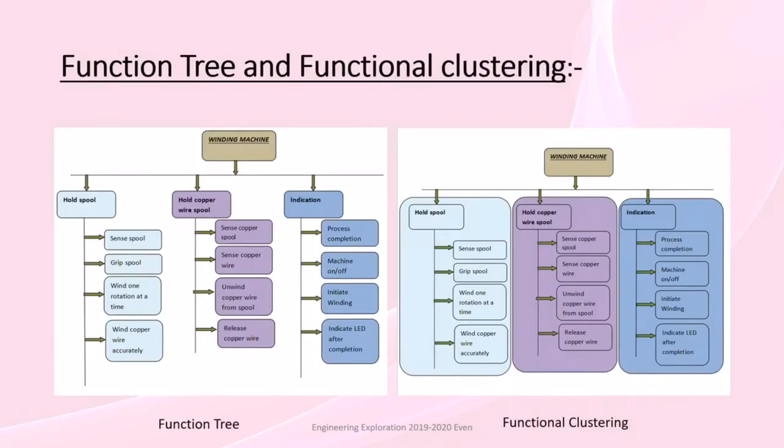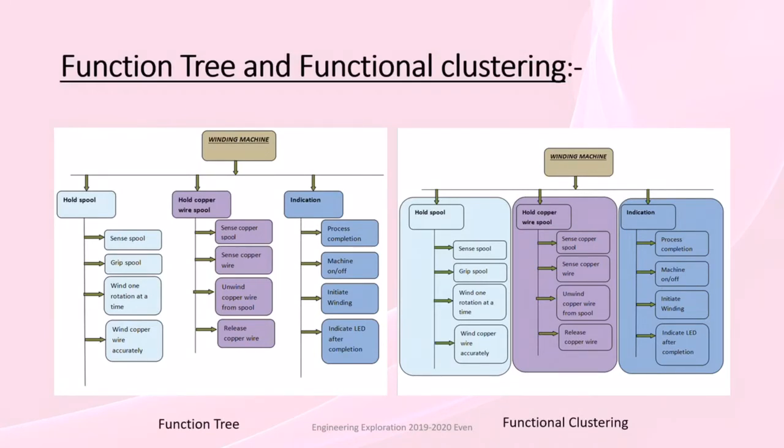Function tree and functional clustering. Function tree. The winding machine has 3 units: hold spool, hold copper wire spool and indication. The functions of hold spool are: it senses the spool, it grips the spool, it winds one rotation at a time and it winds copper wire accurately.